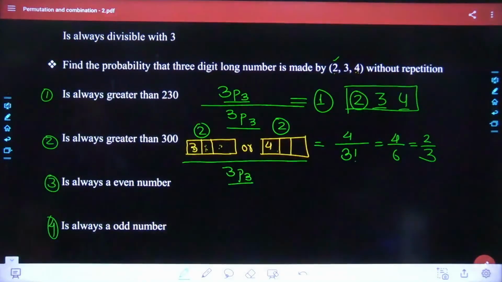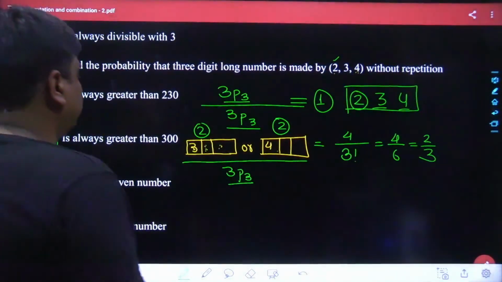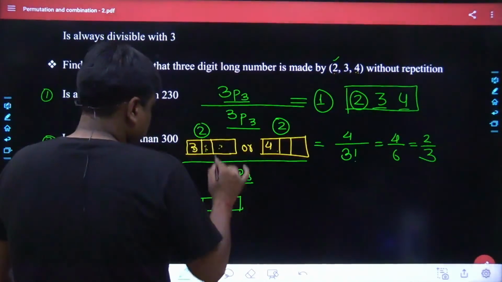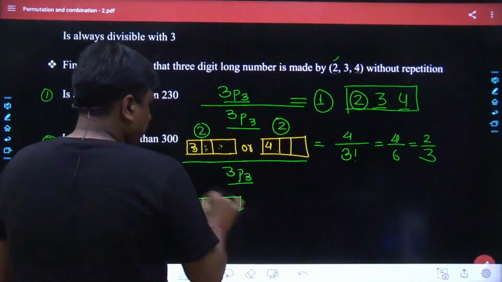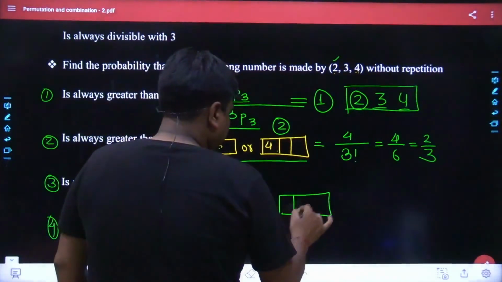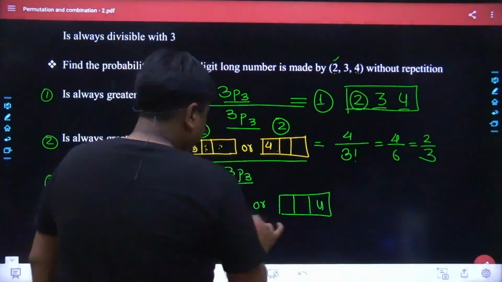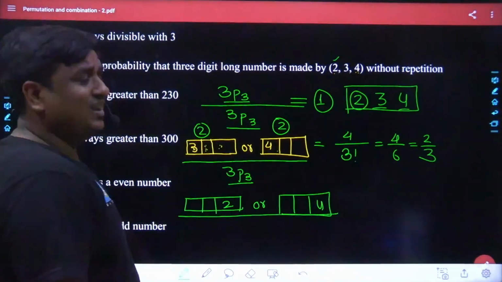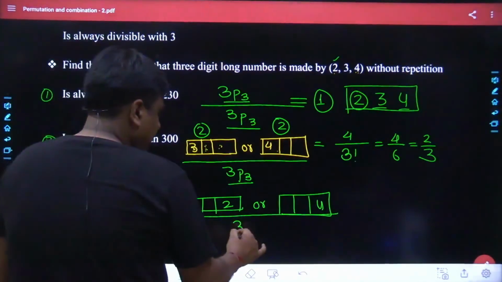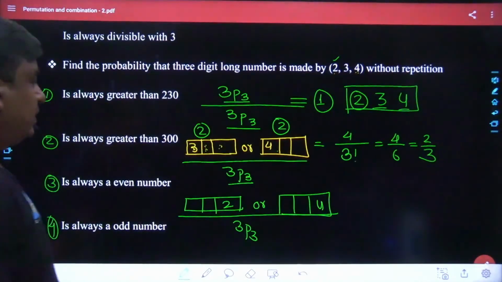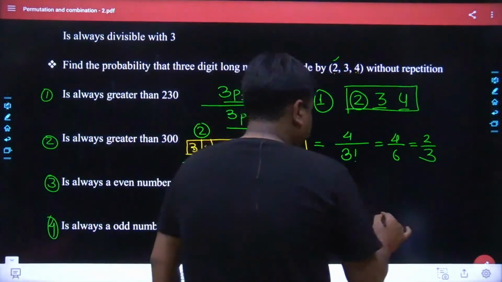Is always an even number. If it is always an even number, here also again the same situation has taken place. The unit place is fixed with 2, or the unit place is fixed with 4. And towards the denominator side, how many different ways? The 3-digit long number could be formed with 3 digits, and that's 3P3. 3P3 again stands for 6.